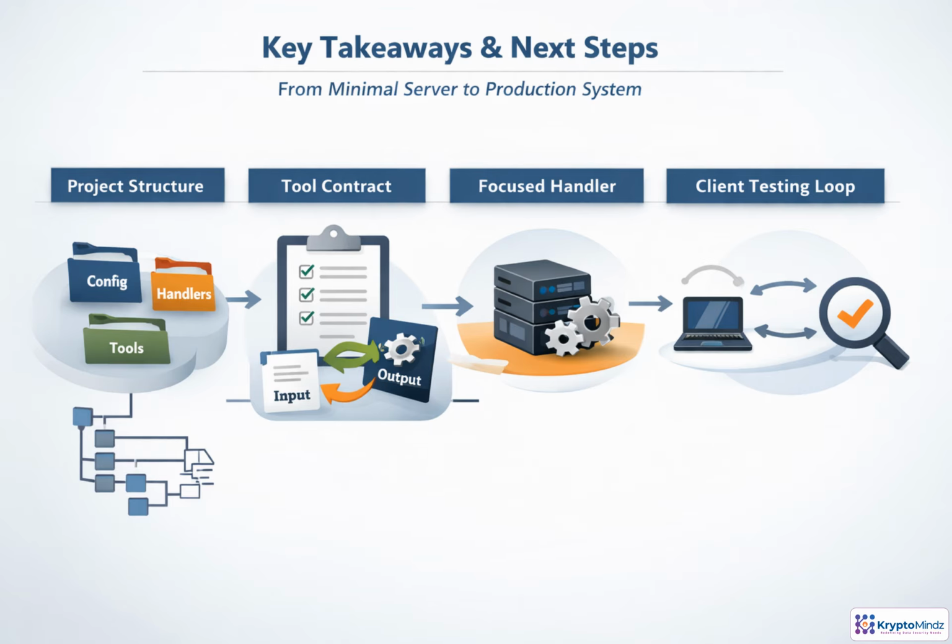You now have the core pattern for a working MCP server. Organize the project, define clear tool contracts, keep handlers focused, and test through a real client loop. That gives you confidence in the full protocol path, not just the code. Next, we move beyond the demo and make the server production ready: secure, observable, deployable, and governable.